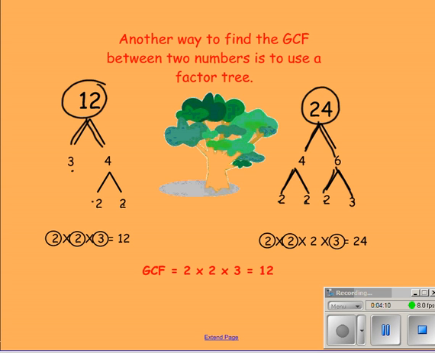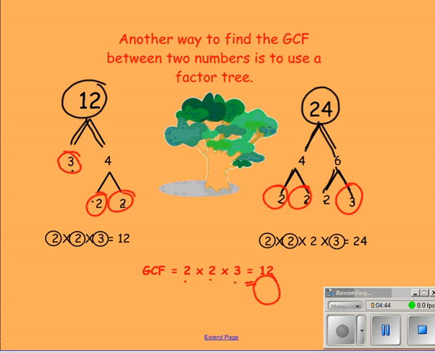You want to look for the numbers at the bottom of the factor tree that they have in common. So if you look here, they have a 2, a 2, another 2, and a 3. Do they have three 2s each? No. So you ignore that one, and you multiply 2 times 2 times 3, and that gives you your greatest common factor. Okay? 3 would not be the greatest common factor.